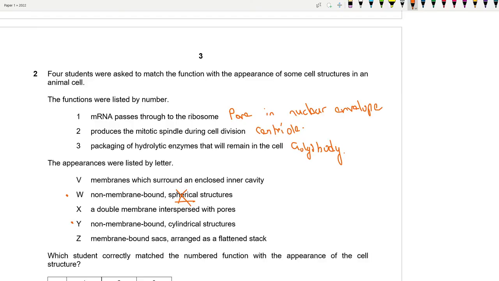So the Golgi body is basically a membrane-bound sac which is arranged in flattened stacks. So 3 should actually be Z. That is why I'm going to opt for D. Also, you can check X. X is a double membrane interspersed with pores. Yeah, that's the nuclear membrane, the nuclear envelope.